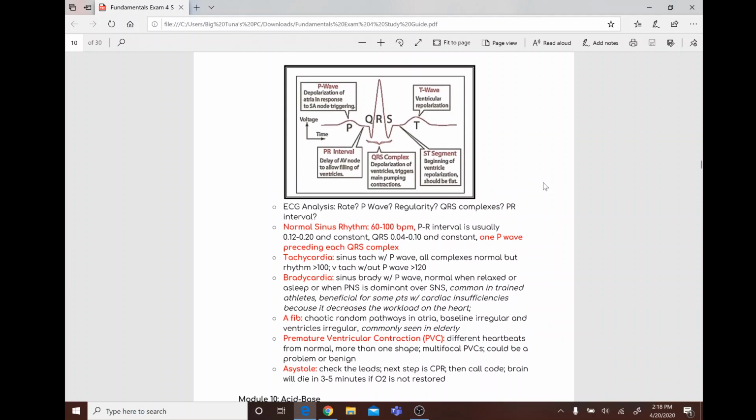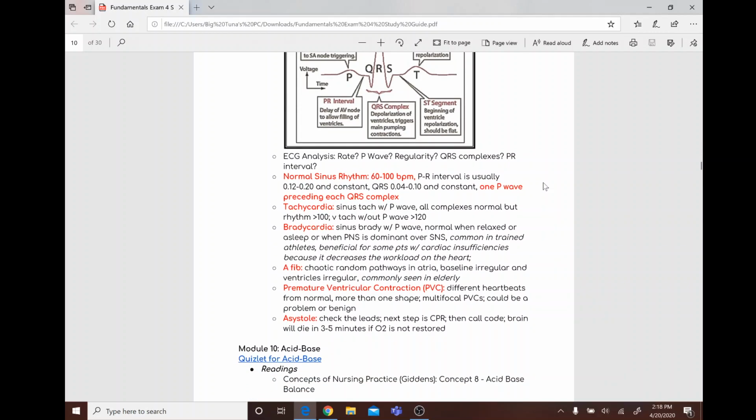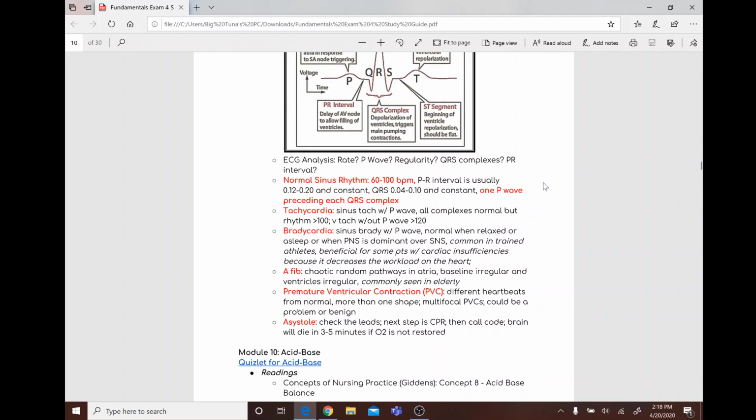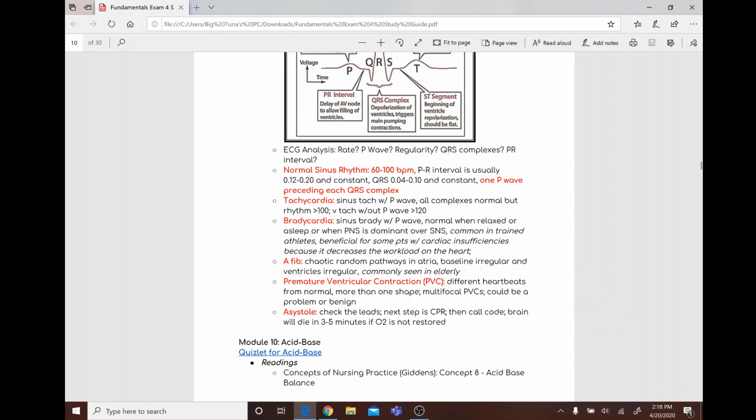Read these. Asystole: check the leads, then stay PR, then code. Brain will die in 3 to 5 minutes. Read this.